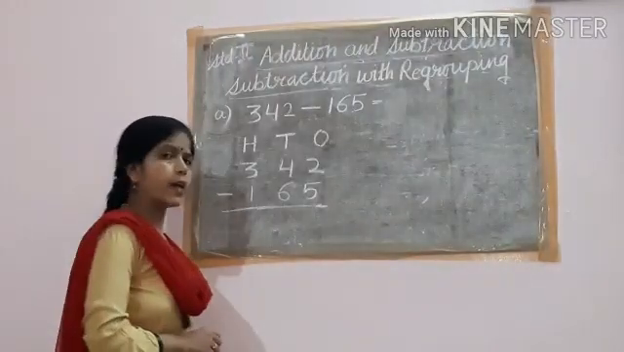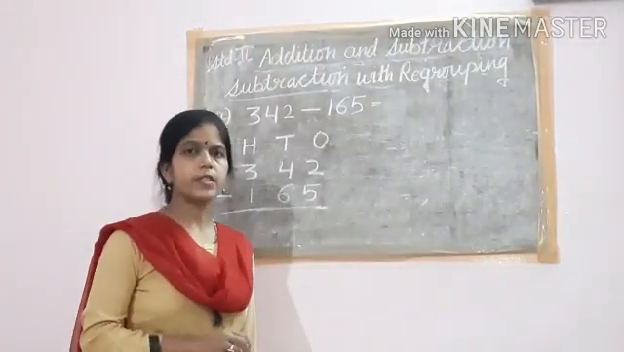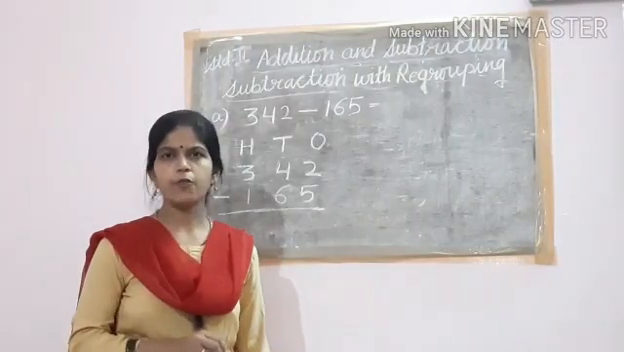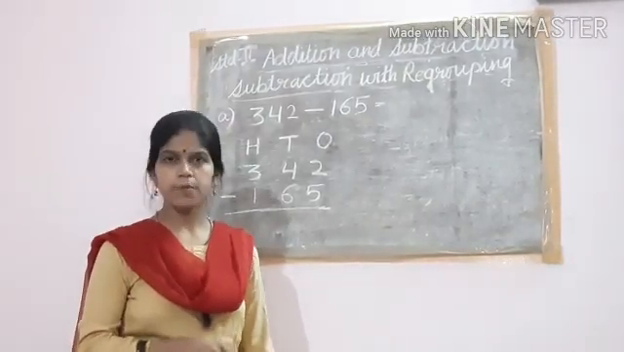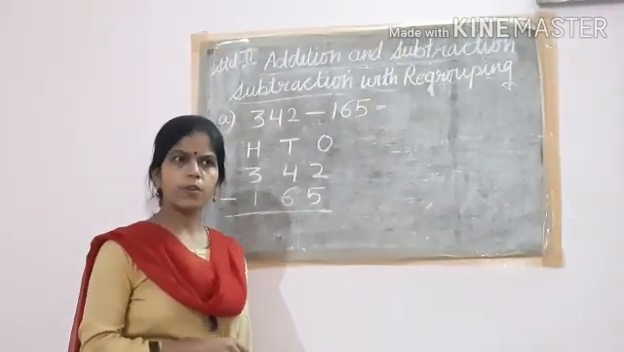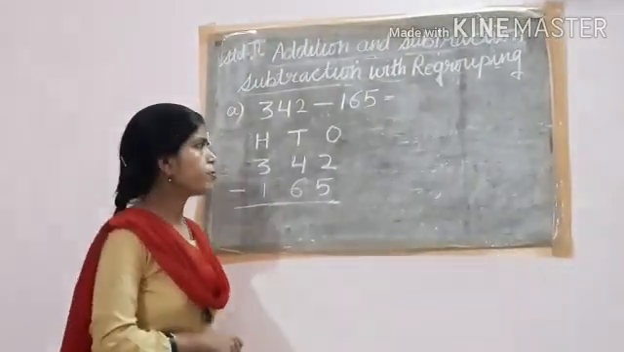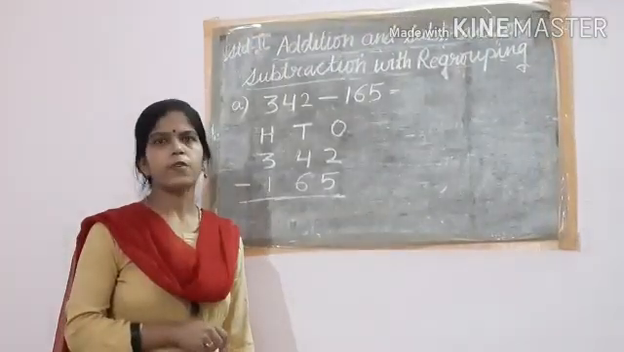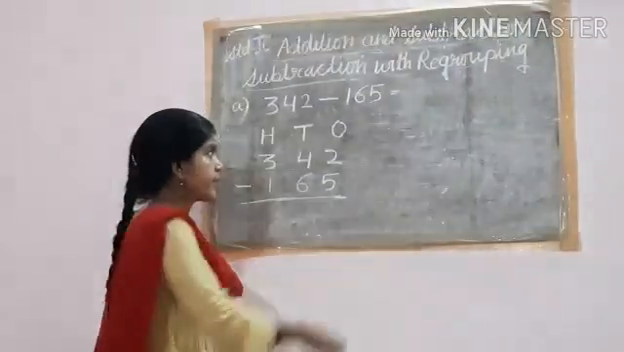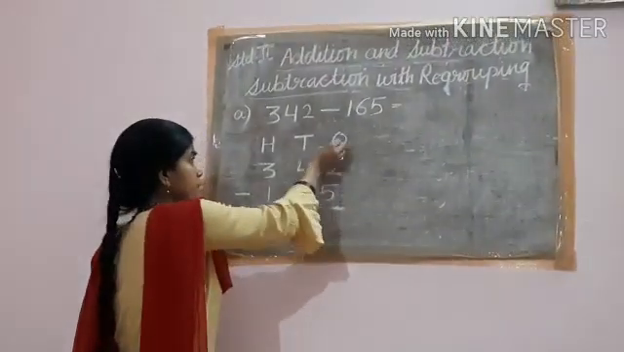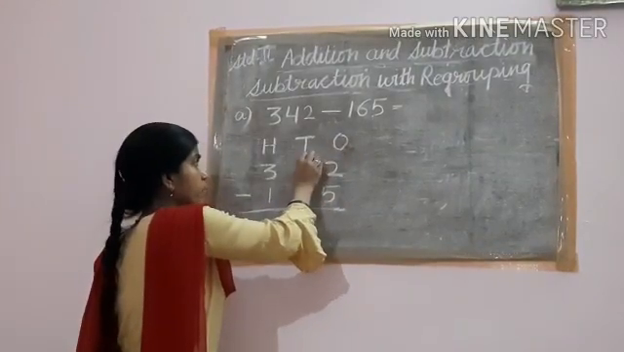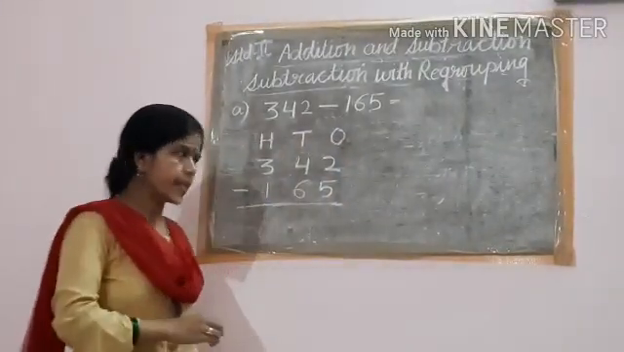If you have 2 toffees and you have to give 5 toffees to your friend or your brother, then is it possible? No. You will borrow from your mother or maybe from your father, or you will buy from the shopkeeper. But here, this ones place is going to borrow from the tens place.